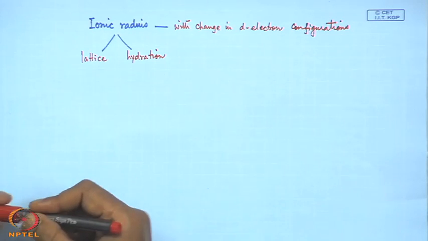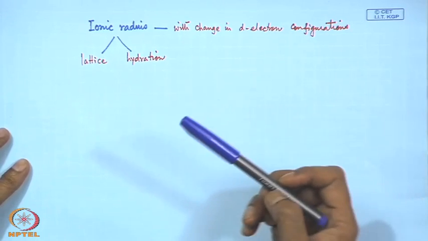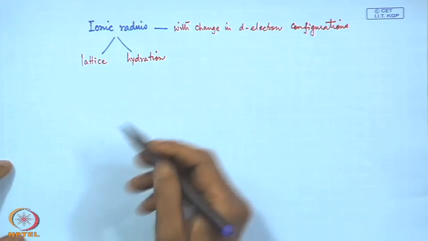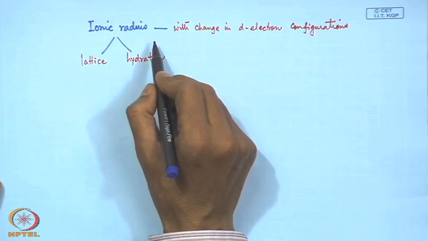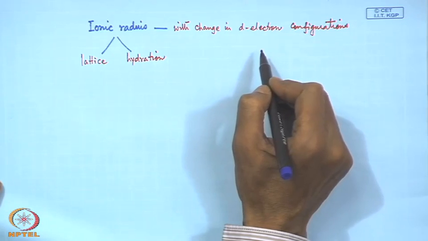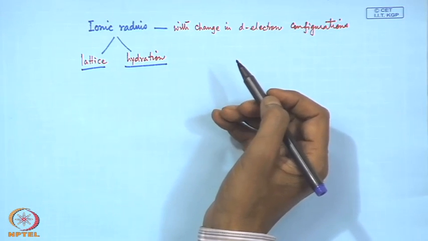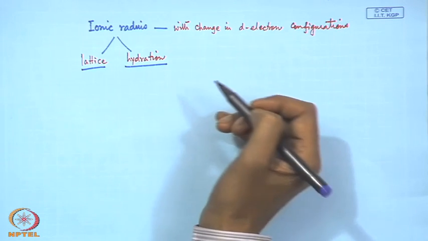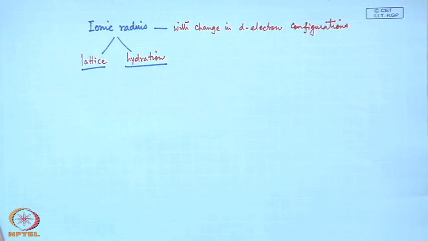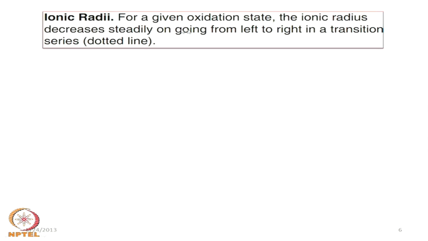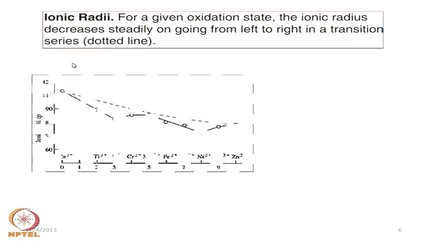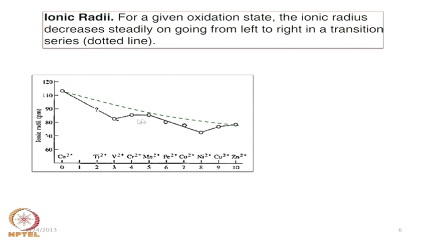So, the effect we see in terms of the crystal field is that ionic radius will also change with the change in the d electron configuration, and that change can interact with the different types of solid phase anions or the water molecule for their energy change due to lattice formation and hydration. For a particular oxidation state, the ionic radius decreases steadily on going from left to right in a transition metal series. So, we see a monotonic contraction in the size.